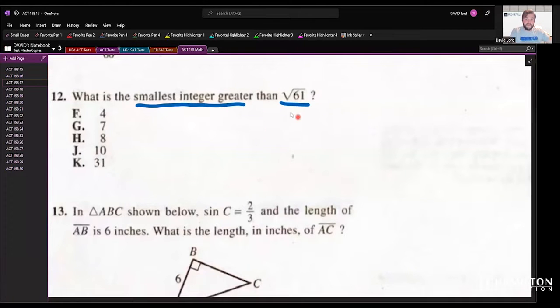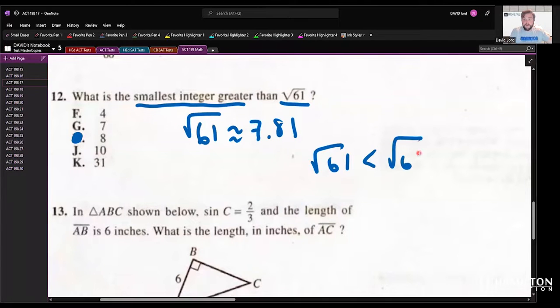First, you can just plug the square root of 61 into your calculator, and the square root of 61 is about 7.81, so we're going to pick the integer greater than that, which is H. Alternatively, you could recall that the square root of 61 is less than the square root of 64. The square root of 64 is 8, so therefore that is the smallest integer greater than the square root of 61.